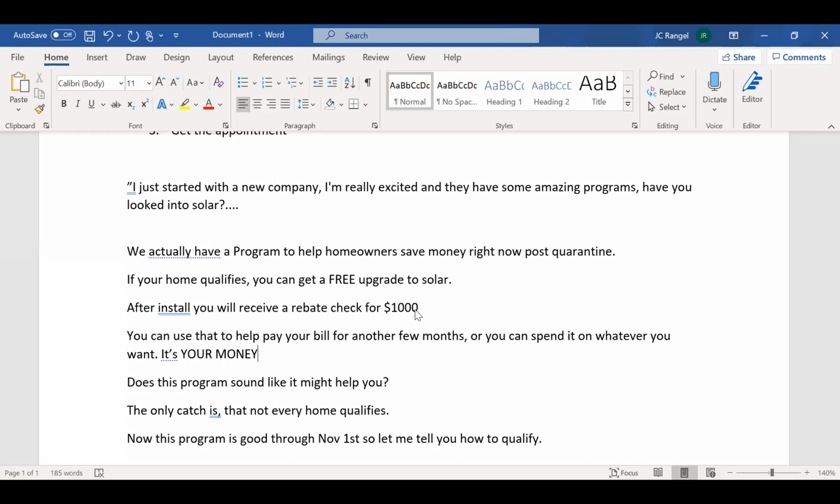The second bullet comes depending on what the person says. Now, if I know that the person is a homeowner, right, and he says, oh, that sounds good, thanks for letting me know, I'm not going to stop there. I'm going to proceed. And you could even add this part right here. We actually have a program, Mike, that helps homeowners save a lot of money right now post-quarantine. And if your home qualifies, you could actually get a free upgrade to solar. Have you ever considered going solar, Mike? Or have you ever considered solar?